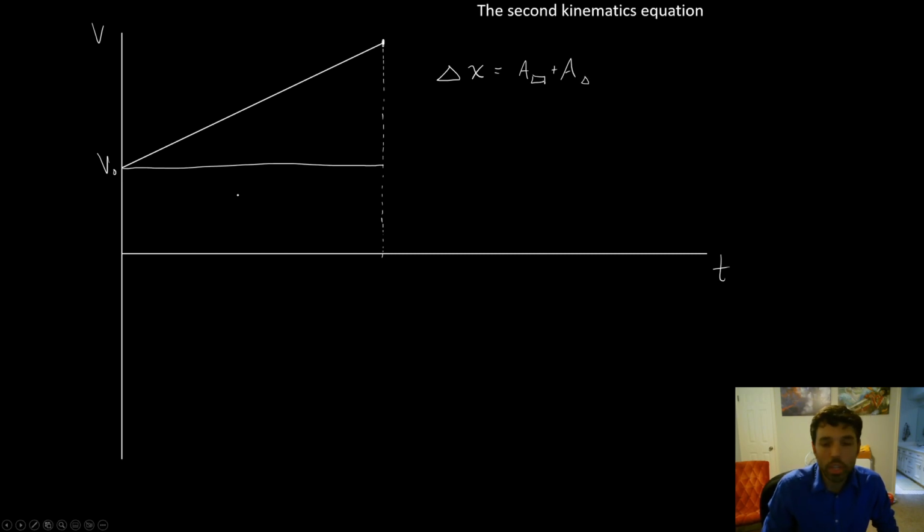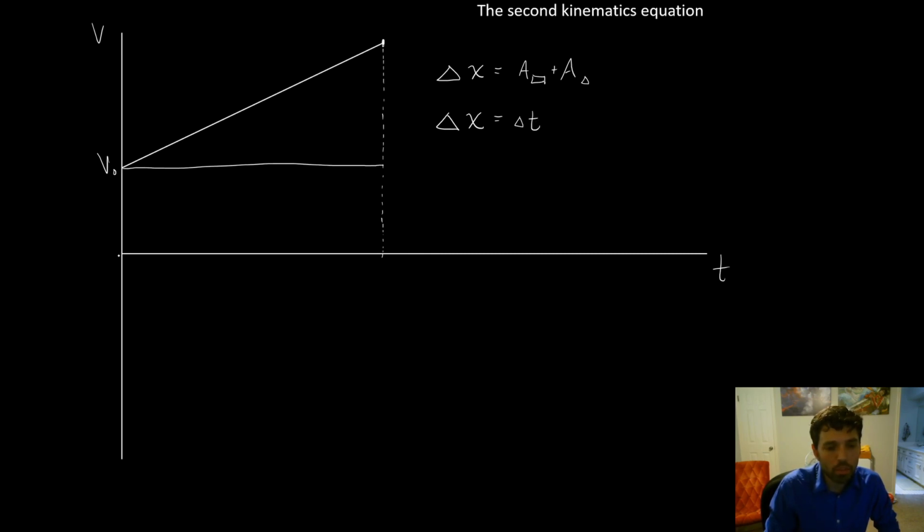If I add them up, then I should get the total displacement, or delta x, right? So let's see what happens. We know the area of a rectangle is the base times the height, that's it. Well, my base is going to be t here, or we can say delta t if you want to be fancy. Delta t times the height.